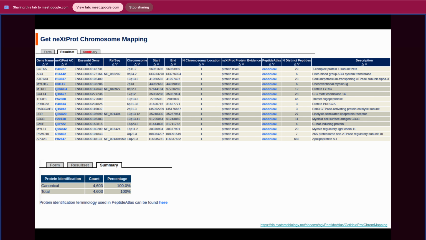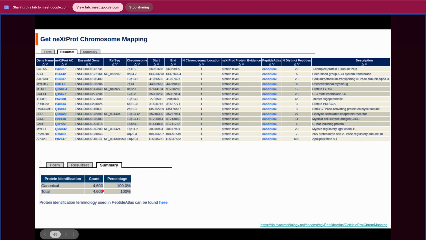And then the summary. Firstly, the form is where you ask a query. The result set is about the results, and if you click on summary, then it will be a brief summary. So it will tell you about the canonical proteins for which the peptides were canonical, where more than two peptides were present. The count is the number of genes, so that is 4,603. And the percentage will tell you, out of the total genes, how many genes were canonical. In this case, it is 100%.